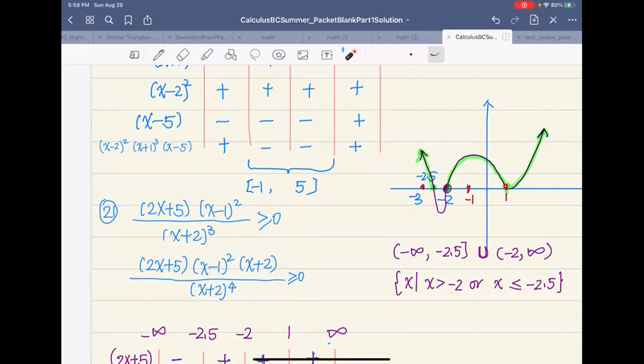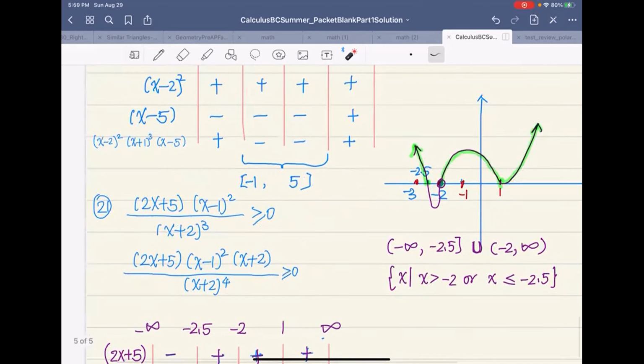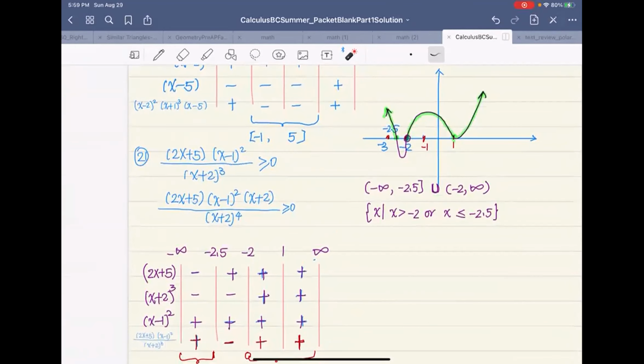So everything here is okay. But the denominator cannot be equal to 0. So -2 is excluded. X is bigger than -2. X is less than or equal to -2.5, because this guy equals 0, this equals 0. Totally fine. Okay. Well, if you want to use a sign chart, you are very welcome to go ahead and use it.